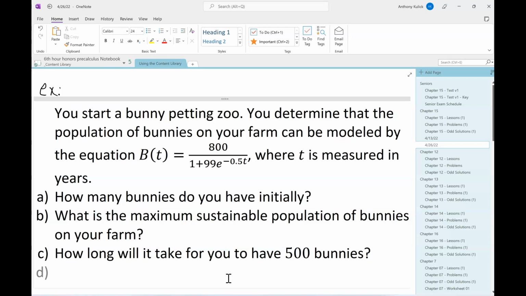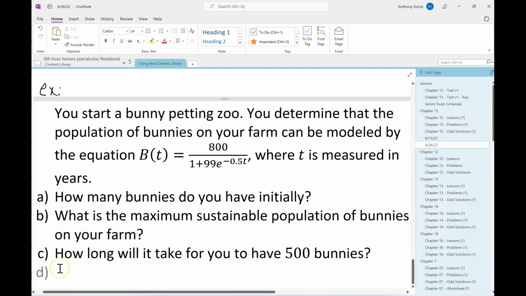So you start a bunny petting zoo. What an entrepreneur you are. You're really putting the manure in entrepreneur there because it's a zoo and you're going to have to clean up poop. Yeah.